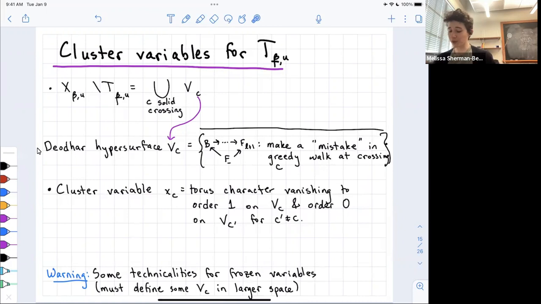And I should also warn you, this story is a little bit of a lie. There's some technicalities for the frozen variables, but this is intuitively exactly what's going on. Okay, so this is the tori, and these are the cluster variables that we pick. I'm about to transition into talking about the type A combinatorics of the quiver. This is a good time for questions about this part of the construction.